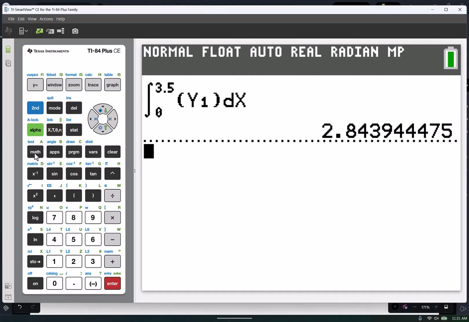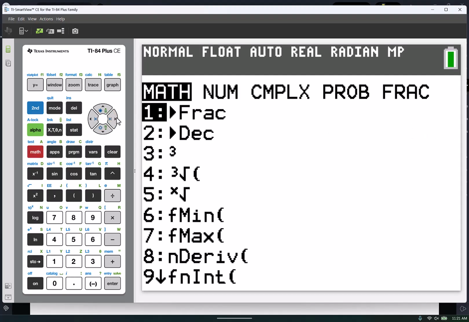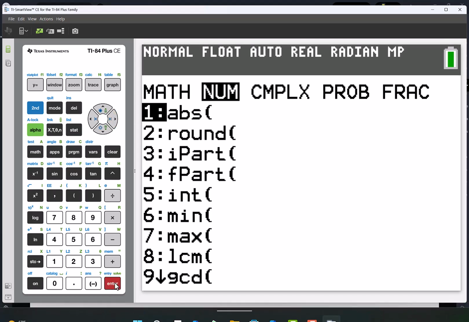And then here's the other one. Math 9. Is it the same value, 0 to 3.5? How do I get the absolute value, guys? Math, and then go to the number, and then ABS.